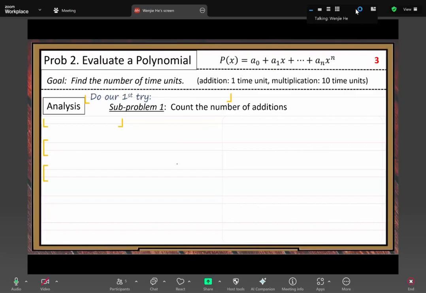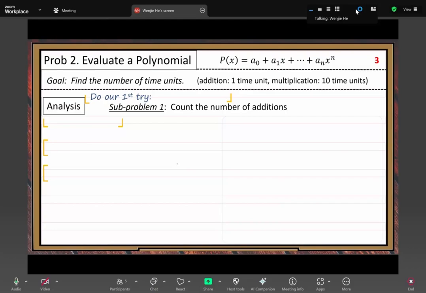I do not ask you to try, because we did similar things before, right? We count the number of terms. Do you think the number of terms and the number of additions are the same or not? Any difference between these two numbers? Just look at additions, don't look at the multiplications. Only look at the number of additions.